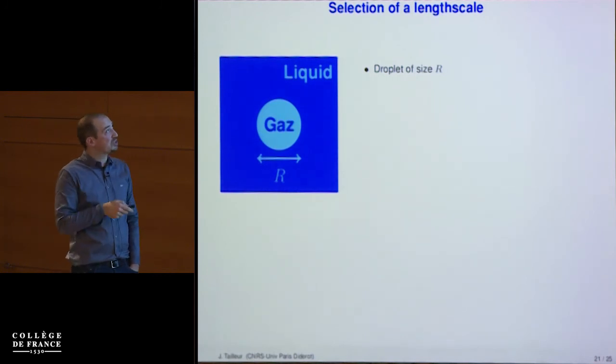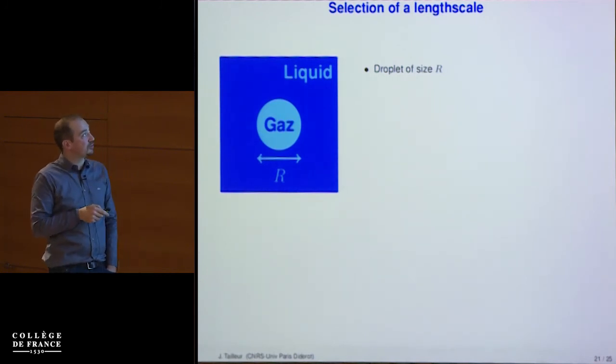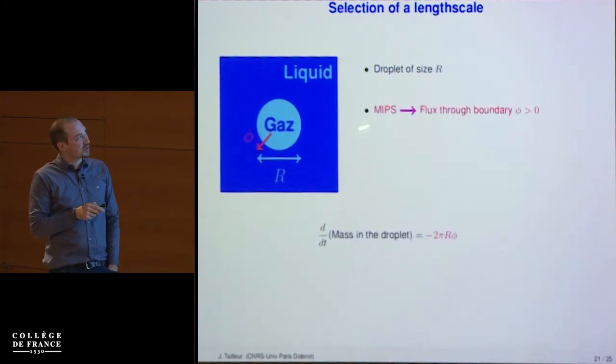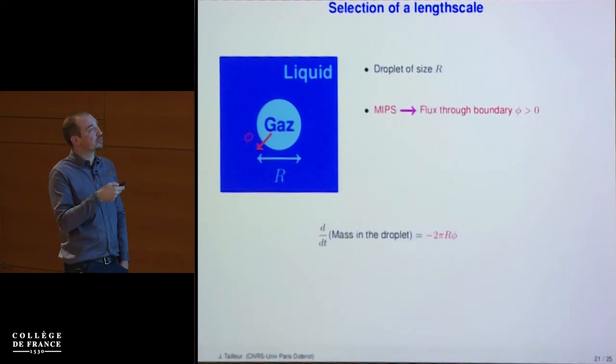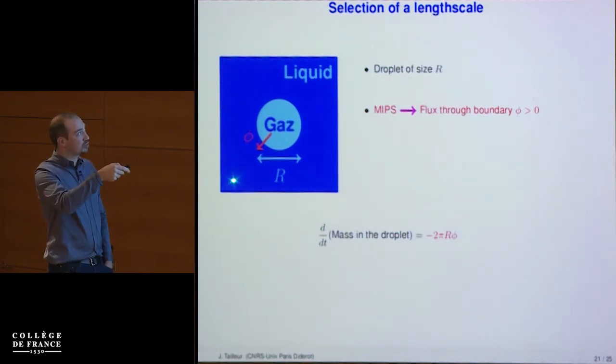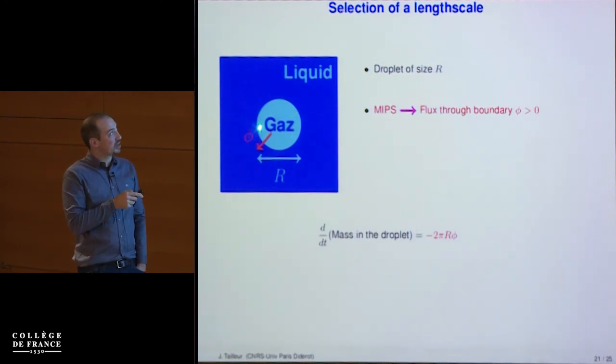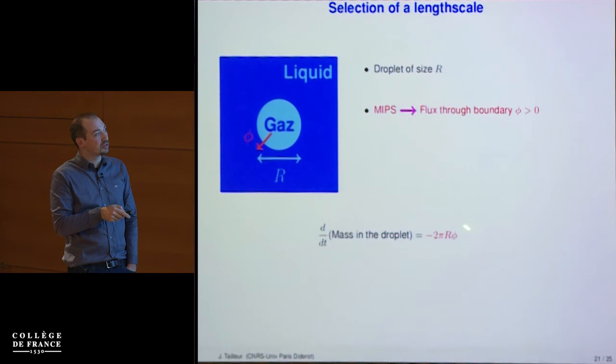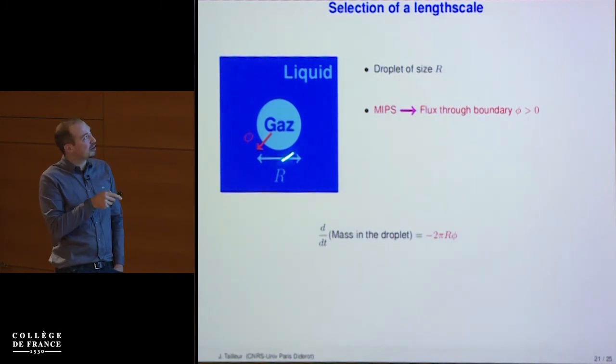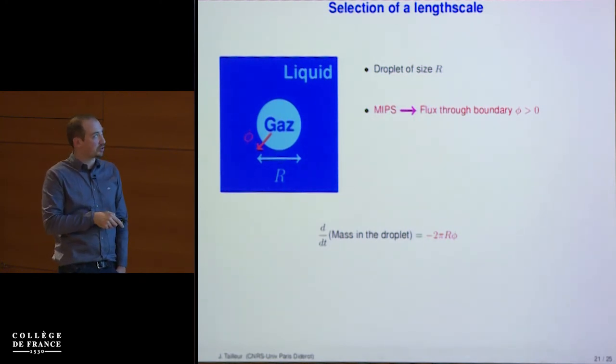You can do explicitly the balance of the two phenomena I've been speaking about. Imagine you have a gas bubble surrounded by a liquid phase of typical size R. Okay, that should have been the radius, but that's fine. So motility-induced phase separation promotes phase separation. There is a flux from the gas to the liquid that would drive the coarsening. So if I look at the mass in my gas droplet, because of this flux, typically it's going down. And the scaling of this decrease is typically the circumference. So if R was a radius and not a diameter, that would be 2 pi R times this typical flux.